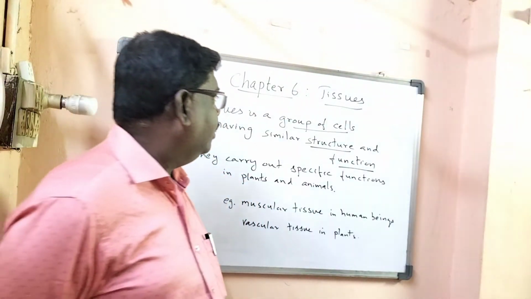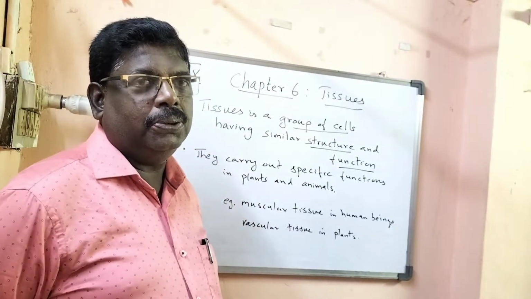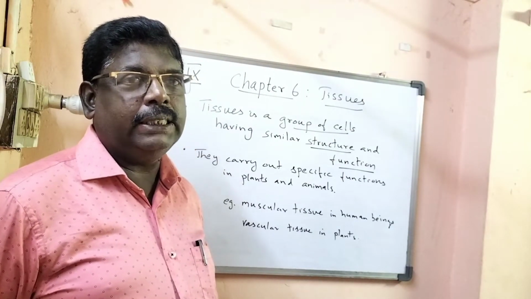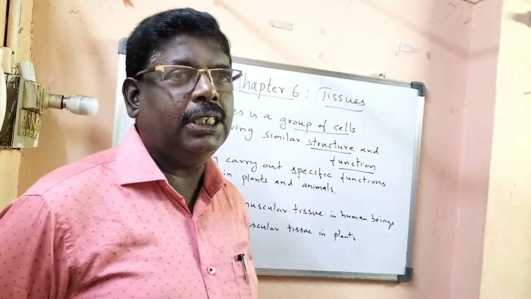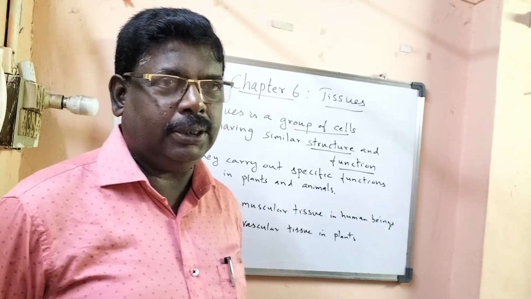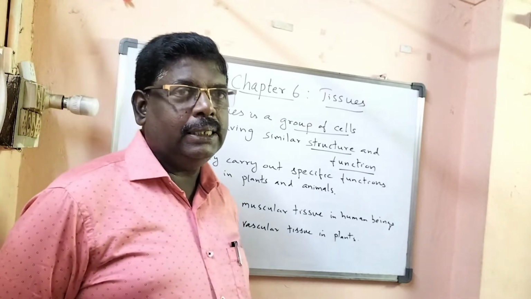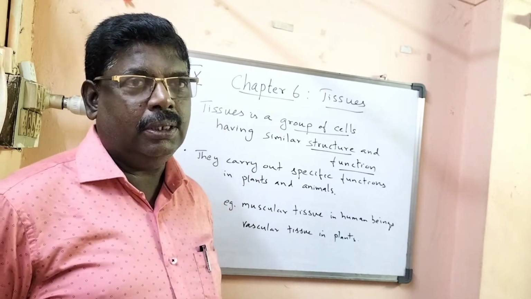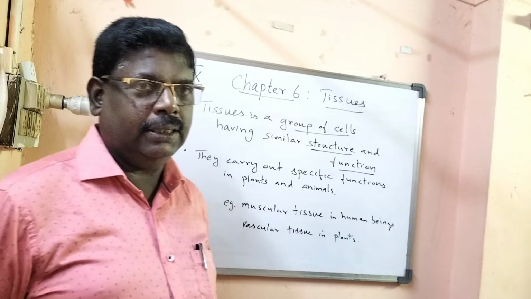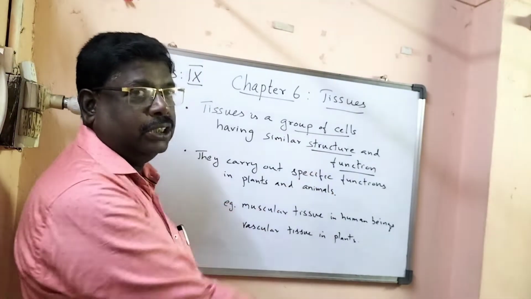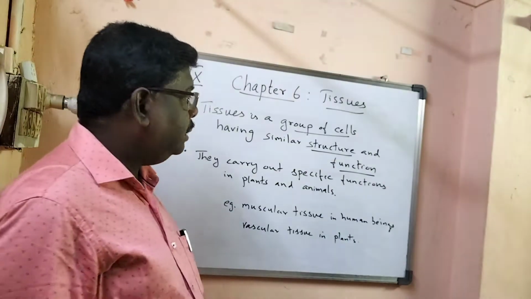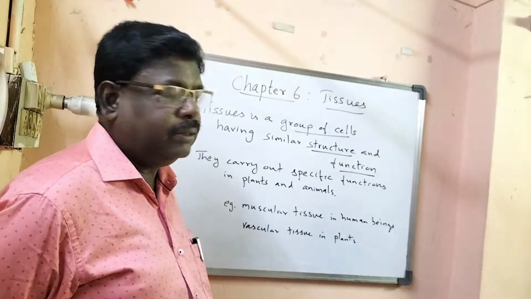So, what are tissues? They are a group of cells having the same structure and the same function. You know very well that cells join to form tissues, and tissues join to form organs. A group of cells having similar structure and similar function.